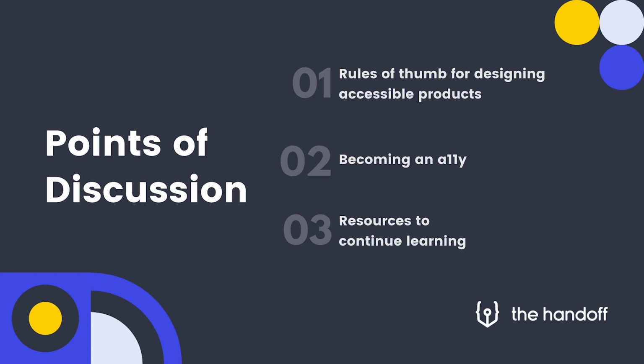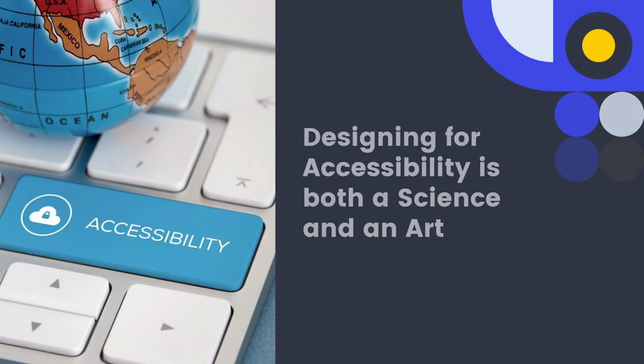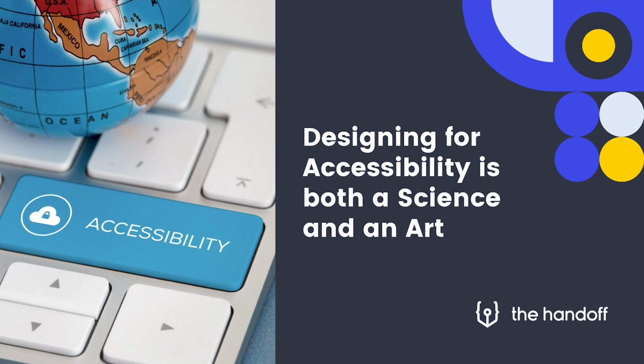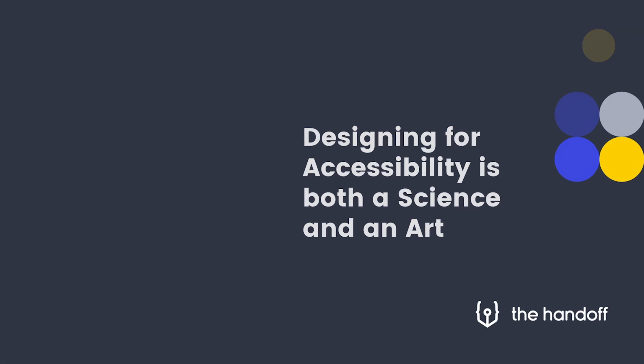But before we get into any of that, I want to start by saying that designing for accessibility is both a science and an art. There are a lot of concrete guidelines that you can follow on the web that are based on science and theory when it comes to how you should design and develop websites and apps. But designing for accessibility is also an art because not everyone you design for is the same and people's needs are different, so you need to tailor your solution to meet those needs in every different situation.